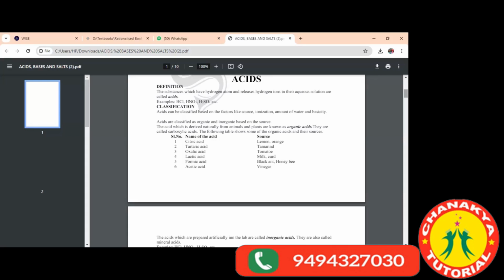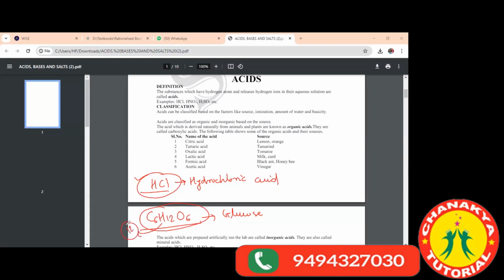This definition you have to focus more because I'm going to give you two examples. First example is HCl, right? And another is C6H12O6. What is this? This is hydrochloric acid, correct? And what is this? It's glucose, isn't it? Both these substances have hydrogen in their compound. Here is one hydrogen. Here, how many hydrogens? 12 hydrogens are there. Correct? Both these compounds have hydrogens.